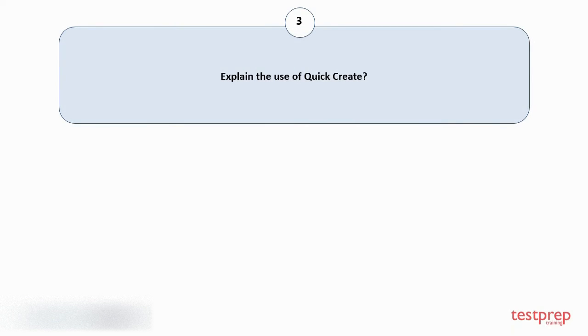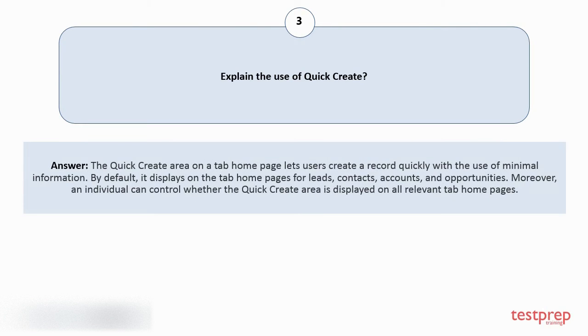Question number 3, explain the use of Quick Create. Your answer is, the Quick Create area on a tab home page lets users create a record quickly with the use of minimal information. By default, it displays on the tab home pages for leads, contacts, accounts, and opportunities. Moreover, an individual can control whether the Quick Create area is displayed on all relevant tab home pages.